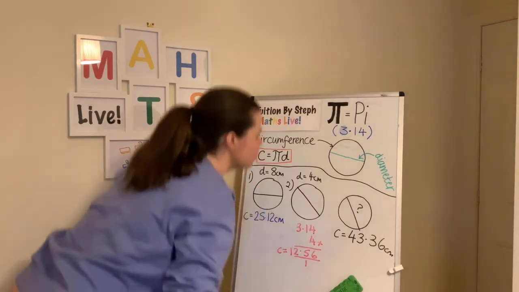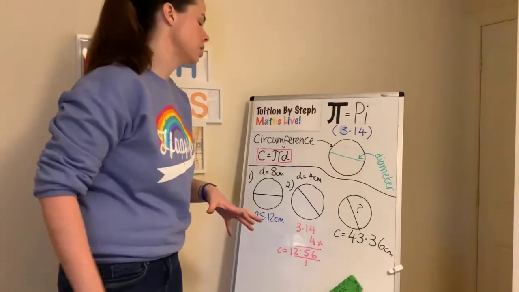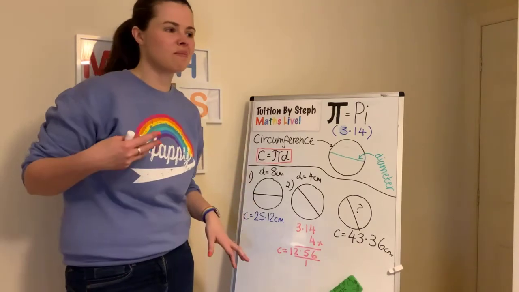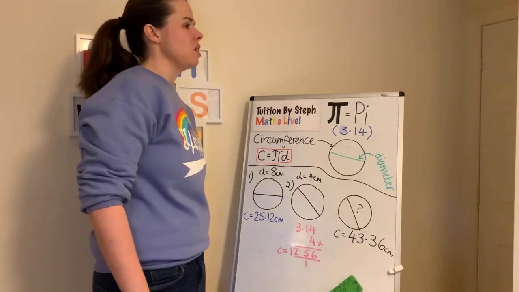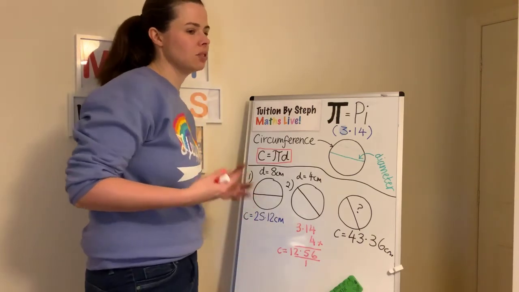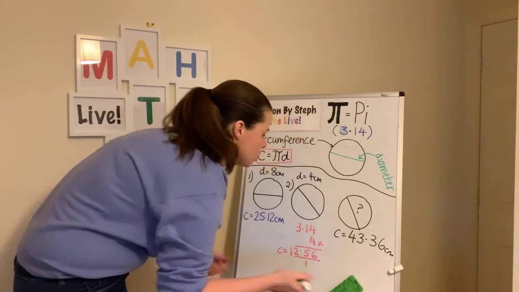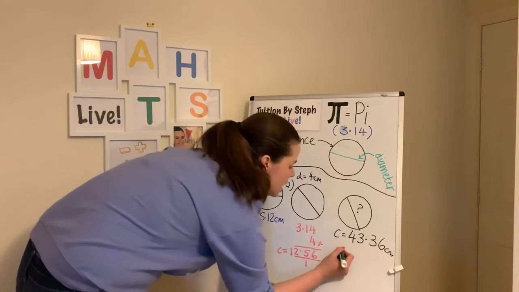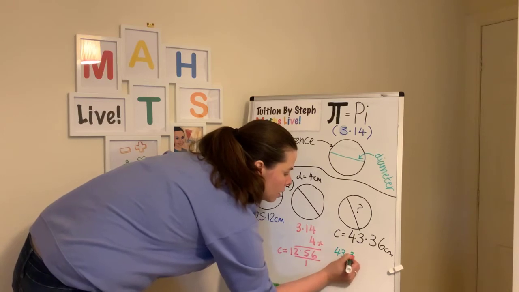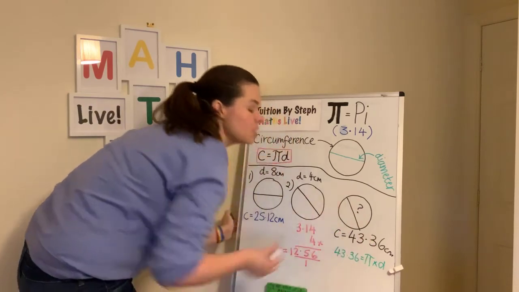Now, for the last one, you've been given the circumference and you need to work out the diameter. So you're doing the inverse. Like, if you're given 3 plus something equals 5, you know that whatever you add to 3 makes 5, so you need to do 2. So it's the same thing. You've got to find the inverse. So C, 43.36, equals pi times D, and we don't know what D is.